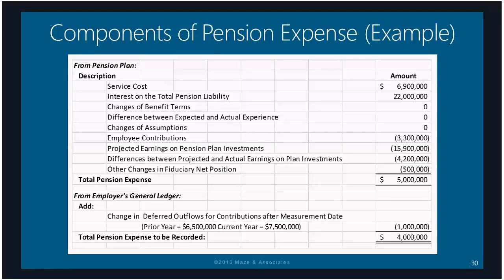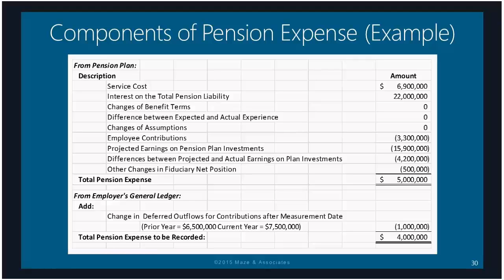This is an example of how pension expense is calculated. As you can see here, most of the components of pension expense are provided on the plan report. So in this example, the employer would take the pension expense of $5 million from the plan report, which is in the middle of the table, then add in change in deferred outflow for contributions.